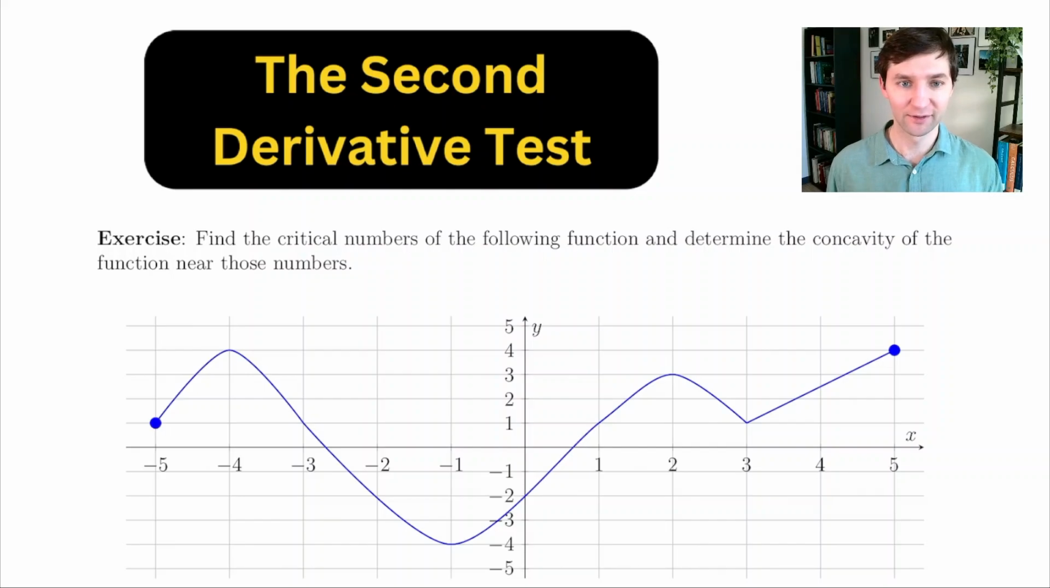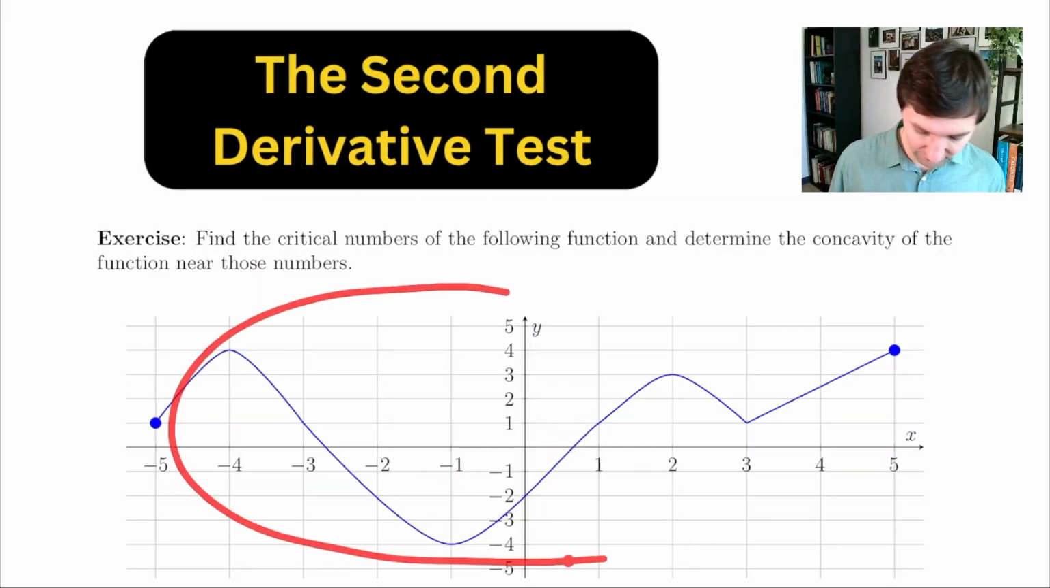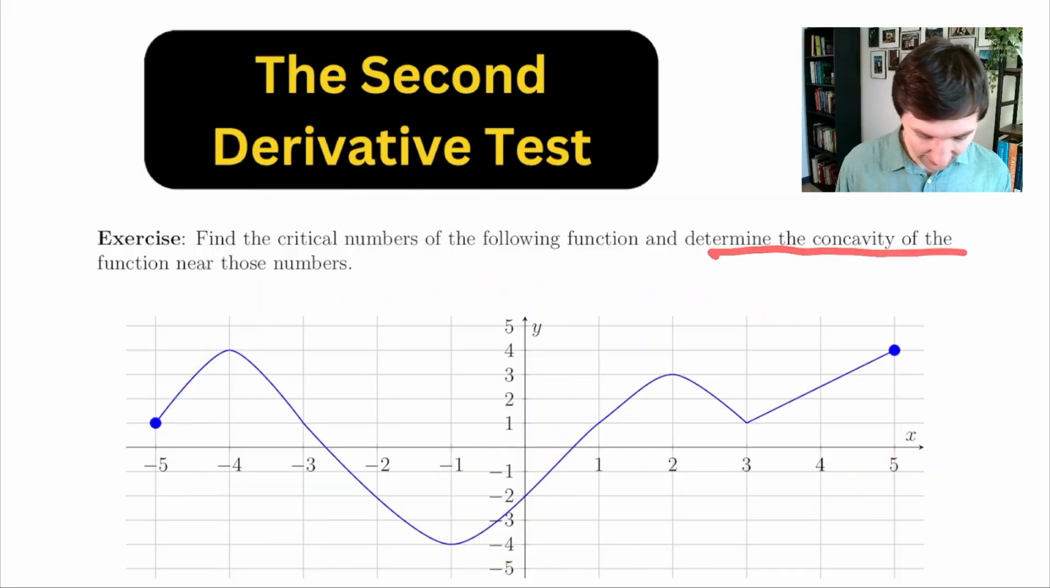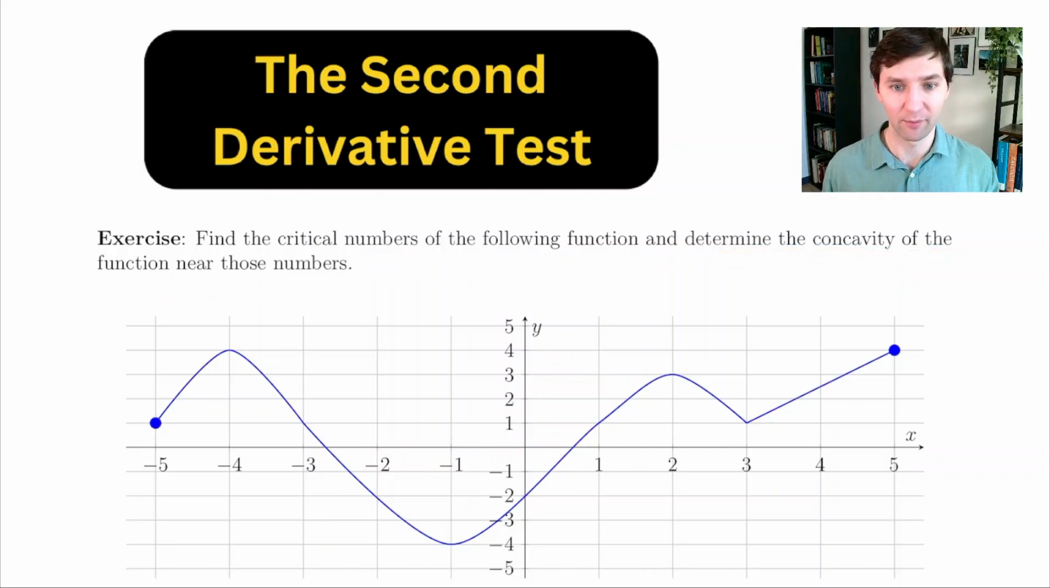Hi everyone. Let's talk about the second derivative test, a test that uses the second derivative to determine if a critical number gives you a local max or a local min. In the first exercise, we must find all the critical numbers of the following function and then determine the concavity of the function near those numbers.